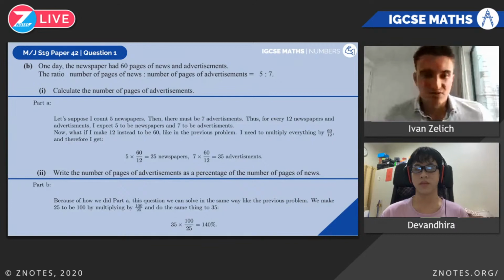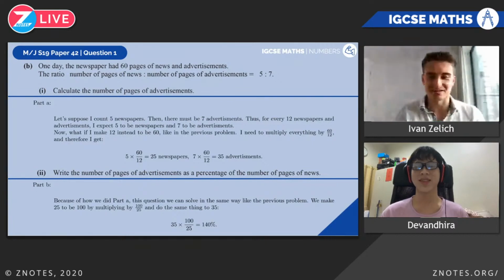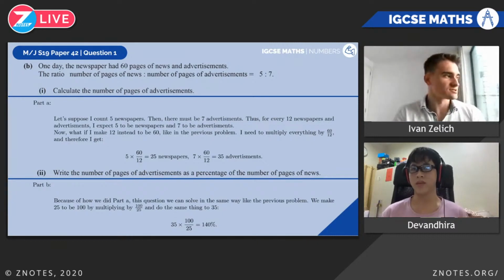Now, part B, because of how we did part A, we can very simply calculate the percentage increase. So we have 25 newspapers, and we have 25 news pages. We make that to be 100 because remember, percentages are ratios out of 100. And so that's by multiplying by 4. Then we multiply 35 by 4 and we get 140%. And that's how the percentage would work. Sound good? Yep, all good.